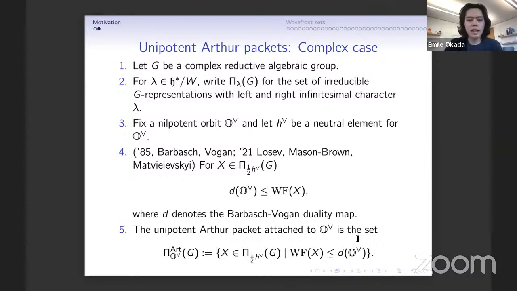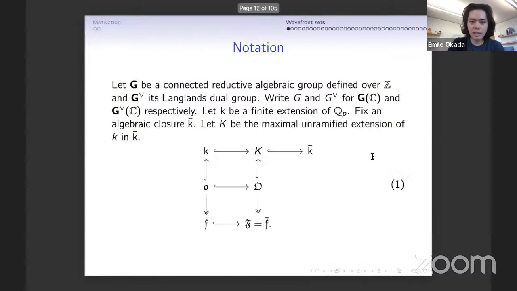And these representations are then expected to be the building blocks. So that's the motivation for why one might be interested in the wavefront set as a representation. In this talk, I'm going to be talking about the p-adic wavefront set. So without further ado, let me define what that is and introduce some notation.